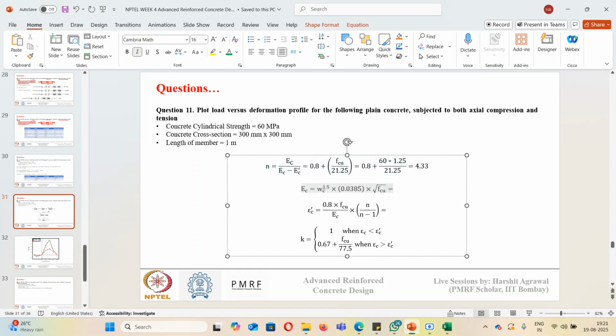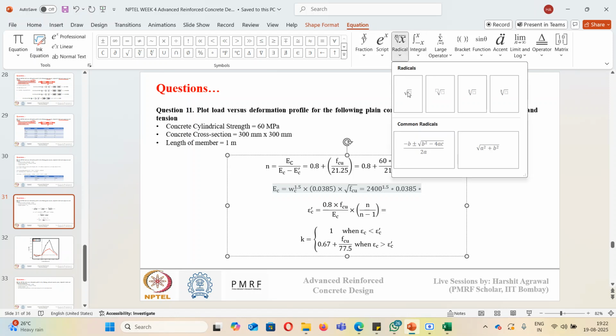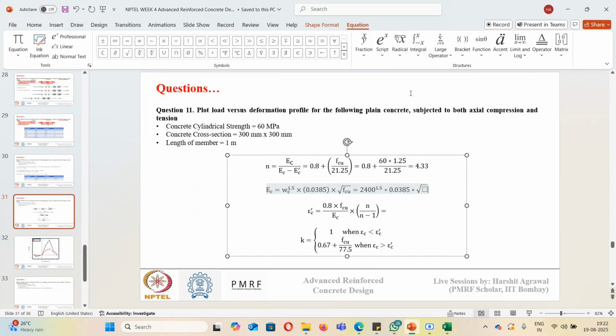Now we know fcu, and we will assume the density of concrete as 2400. So 2400 to the power 1.5 into 0.03385 into under root of fcu, 75. So Ec will come out to be 39202 MPa.